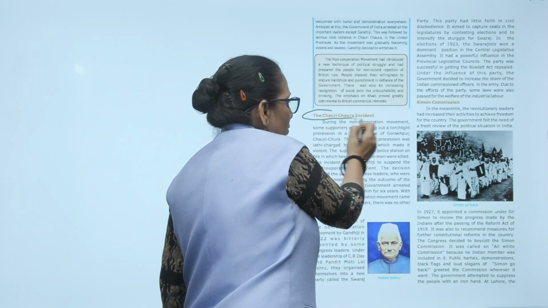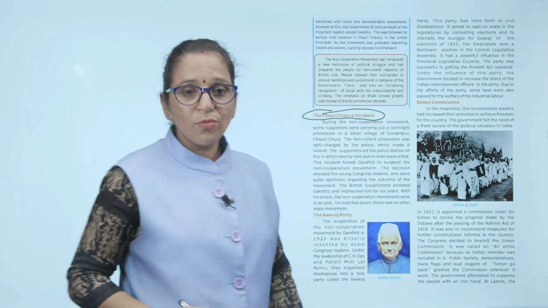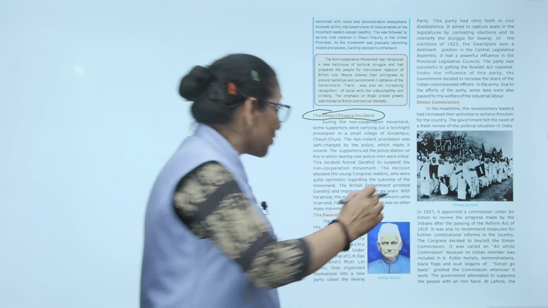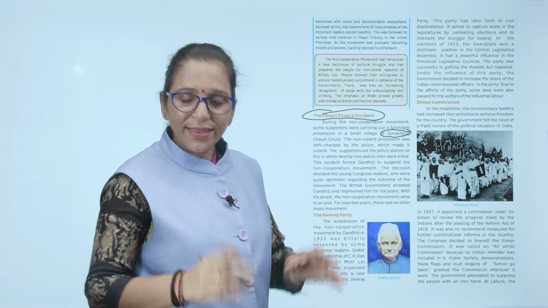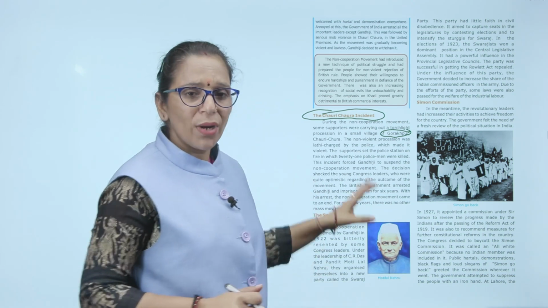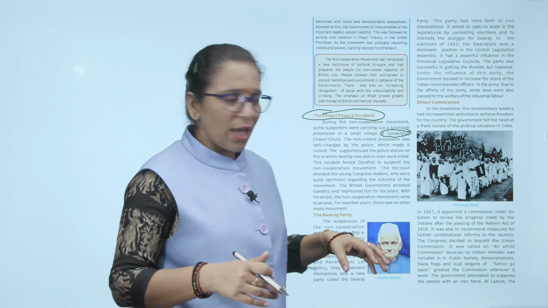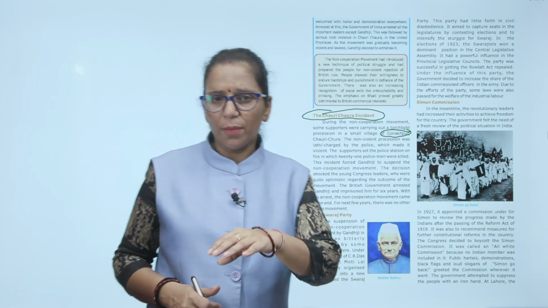Now moving to the Chauri Chaura incident. During the non-cooperation movement, some supporters were carrying out a torchlight procession in a small village of Gorakhpur. And where is Gorakhpur? In the UP, present-day Uttar Pradesh. What happened? A non-violent procession was happening there. Lathi charge was done by the Britishers on the innocent satyagrahis. Now the satyagrahis became aggressive. And in aggression, they burned the police station where 22 policemen were burnt alive, killed.